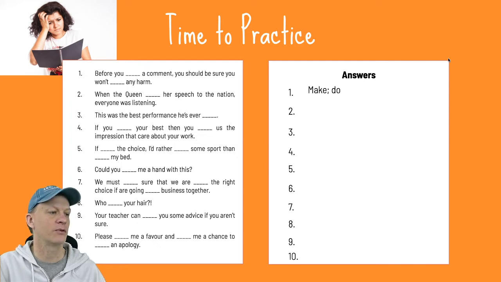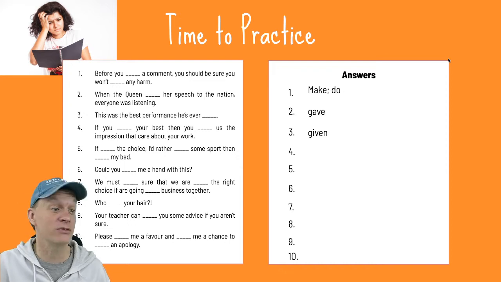Barbara has jumped to number 3. This was the best performance he's ever made. Okay, hello, Julian. Julian, I imagine you're saying number 2. When the queen gave her speech to the nation, everyone was listening. Yes, very good. Enrique says gave for number 3. Barbara says made for number 3. Nope. So here we've got performance, and you give a performance, and it's in the present perfect. So this was the best performance he has ever given.